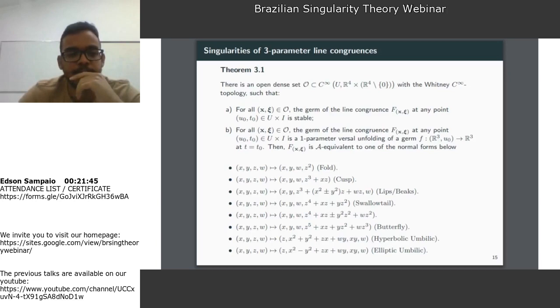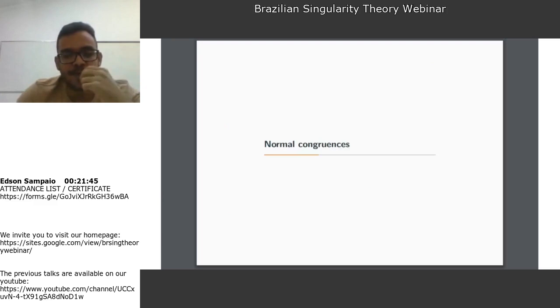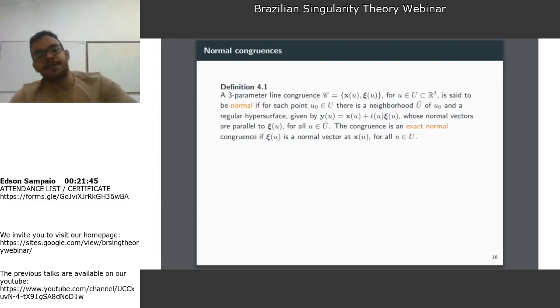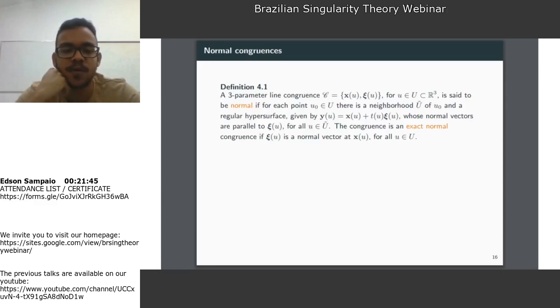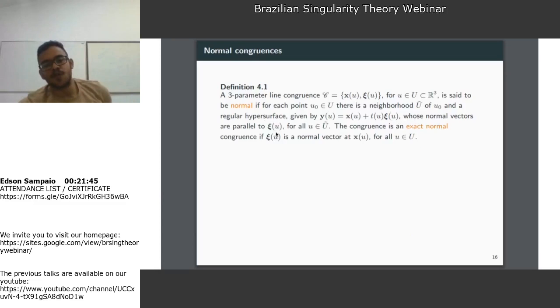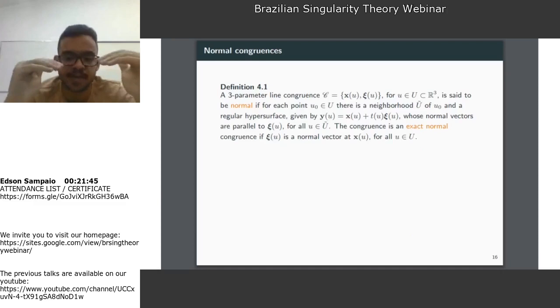And we also studied the case of normal congruences. It's good to define formally what a normal congruence is. A three-parameter line congruence given by the pair (x, c) is said to be normal if for each point u0, there is a neighborhood ũ of u0 and a regular hypersurface, obtained by walking through the lines of your line congruence, whose normal vector fields are parallel to x_u for all u in ũ. And we say that this congruence is an exact normal congruence if we start with a pair (x, c) for which c is normal to x.